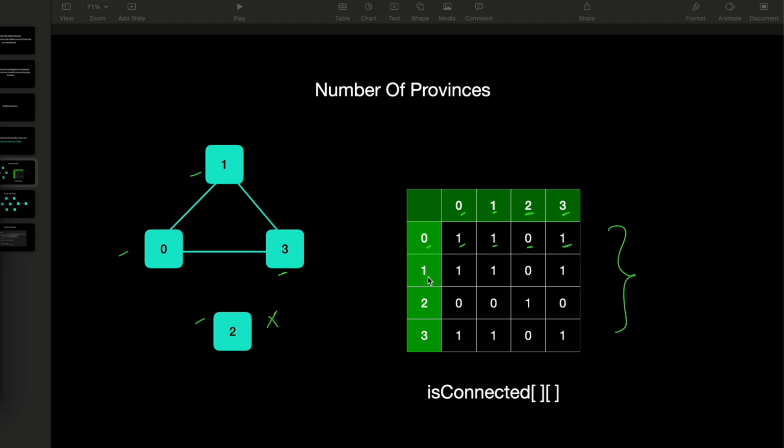And it's connected to city 3 as well, so 1. Similarly for city 1, it's connected to city 0, 1. It's not connected to city 2, and it's connected to city 3. City 2 is not connected to any other city, so 0, 0, 0. And city 3 is connected to 0, 1, and itself, so 1, 1, 0, 1. Let's clear the screen.